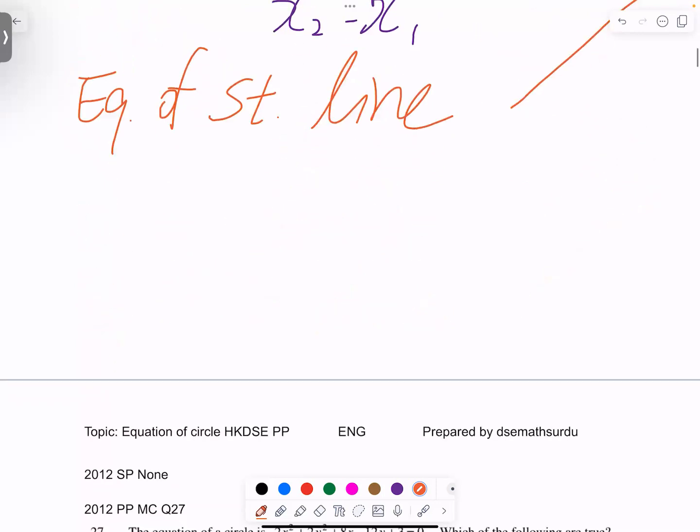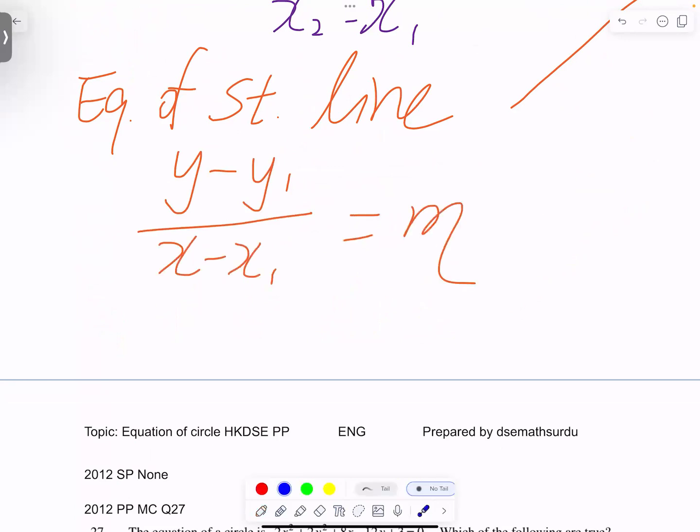So equation of a line is y minus y1 of the point, x minus x1 of the point equals to the slope. And then you just do this, move these things across, put everything on one side.